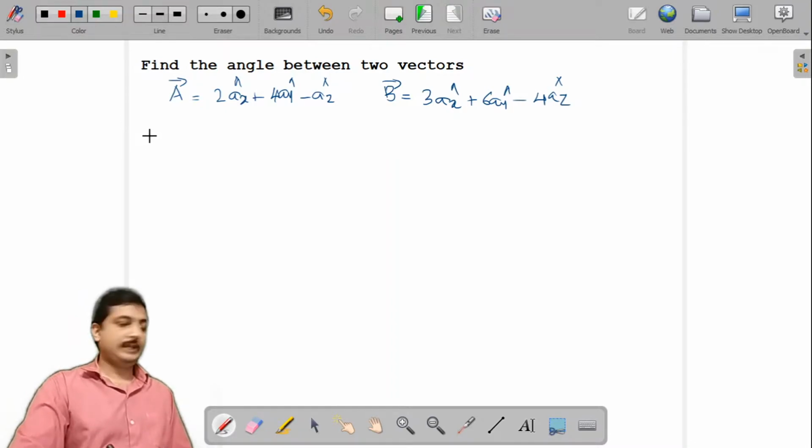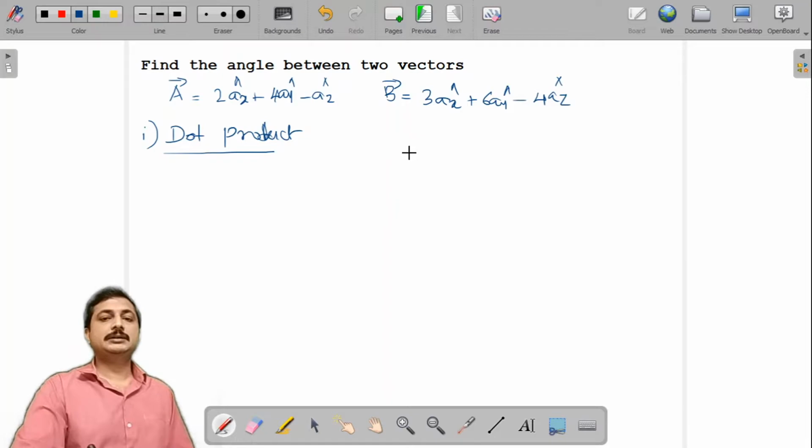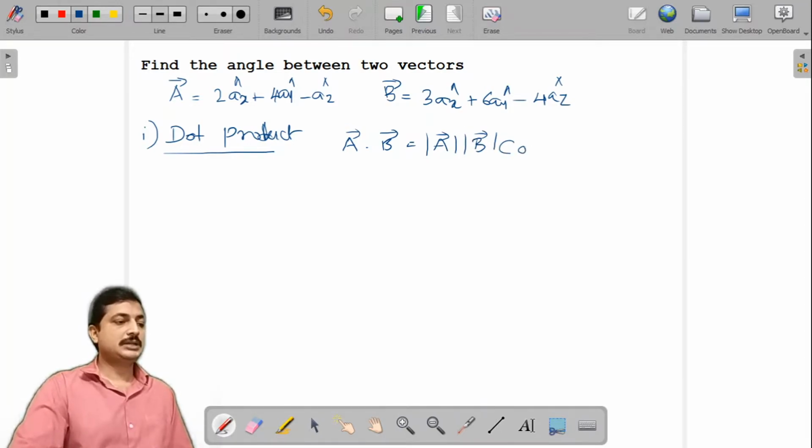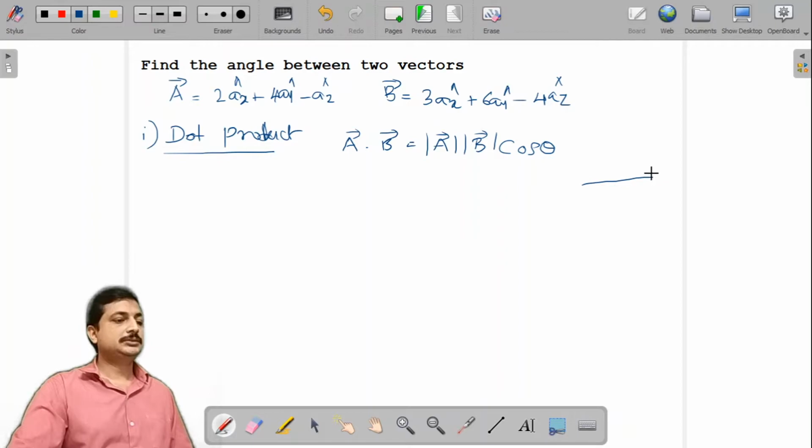So I'm going to find the angle between these two vectors first by using the concept of dot product. So what is the mathematical expression of dot product? The dot product between these two vectors can be written as the magnitude of the first vector into the magnitude of the second vector and cosine of the smallest angle between them. So let this be the A vector and this be the B vector.